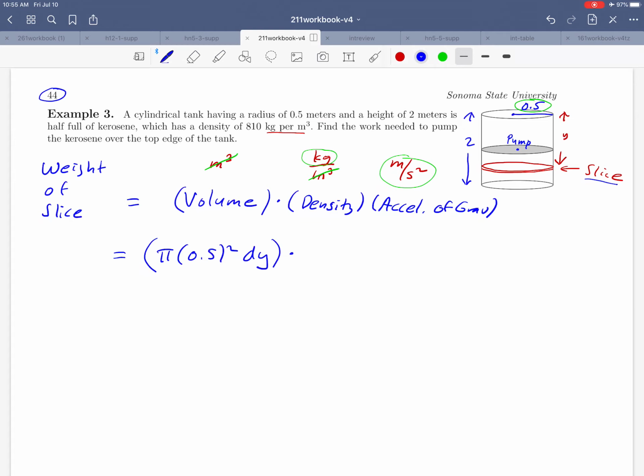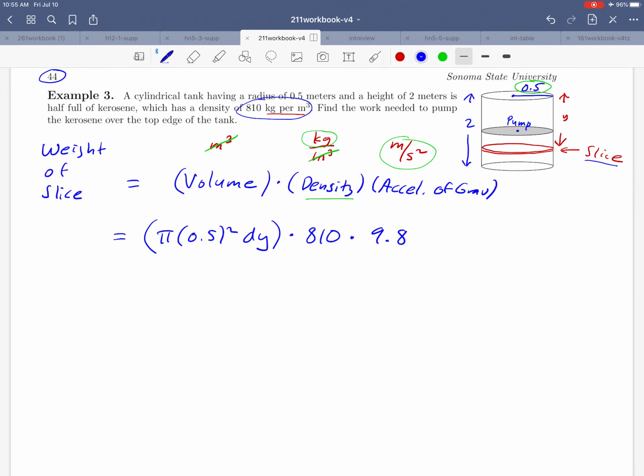Okay, and next we come to density. Do we know what that is? Well, the problem told us that directly. It's 810 kilograms per cubic meter. And then finally, acceleration of gravity we know is 9.8.